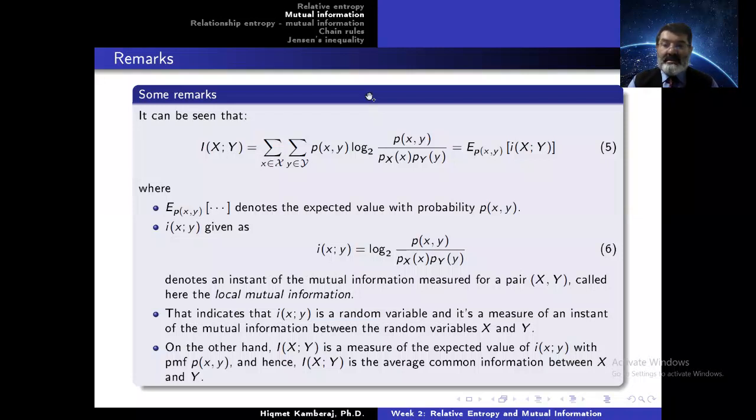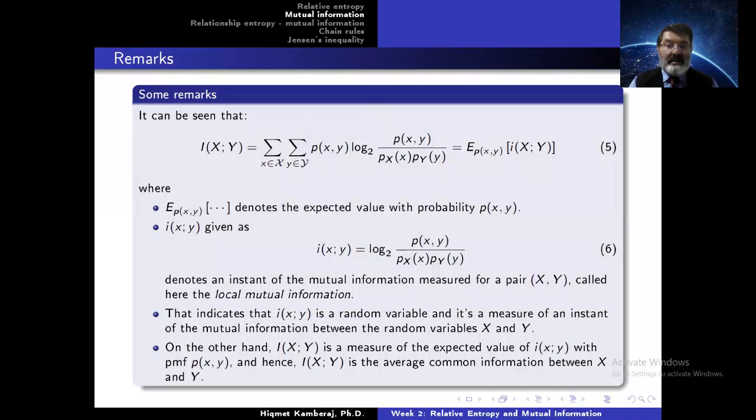It can be seen that the mutual information between X and Y, which by definition equals the double sum over x in 𝒳 and y in 𝒴 of p(x,y) times log base 2 of the ratio p(x,y) over p(x)p(y), equals the expected value, with joint probability mass function p(x,y), of this quantity little i(x;y).